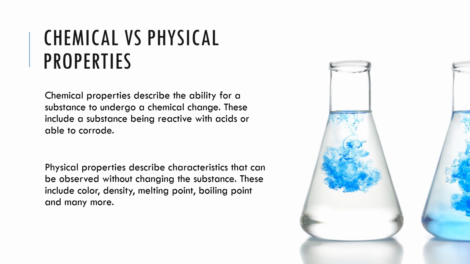Now, physical properties describe characteristics that can be observed without changing the substance. That substance can't change into a new substance when we're talking about physical properties and even physical changes. These can include things like color, density, melting point, boiling point, and many, many more. So for example, if I say that a solution is blue, that is a physical property. I don't have to do anything to see that that solution is blue, except look at it. And that doesn't change that solution or substance at all. It just is something that I'm observing.